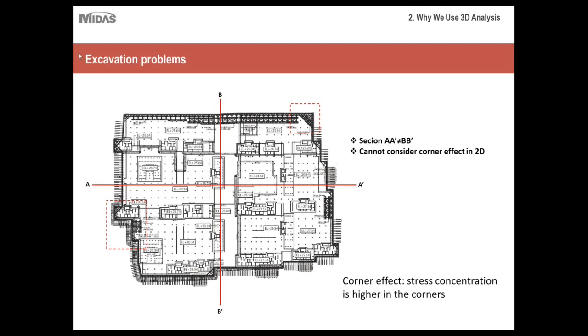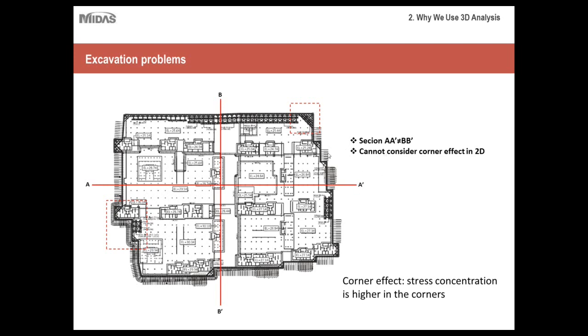Okay, and then let's talk about some excavation type problems. So here we have an overhead view of an excavation problem. And as you can see, there are certain indentations or corners here that can't be taken into account with the 2D model. So if we were to take a cross section here, you wouldn't really be able to take into account this corner here, or these corners over here. And also, if you were to take a cross section in this direction, you still wouldn't be able to take those corners into account.